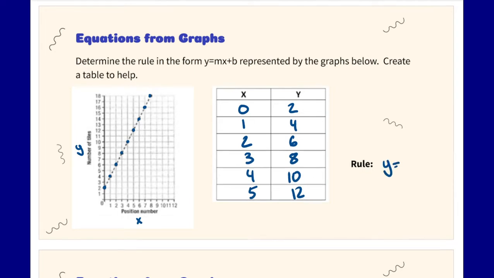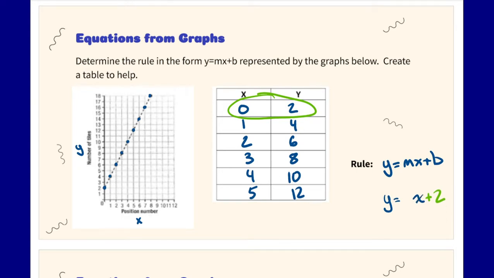Again, for a rule, we want y equals mx plus b. That's the general form. Again, the m is the multiplier, the change in y over change in x. b is the constant, or the starting value, or the initial value, or the y-intercept, or when x equals 0. So right off the bat, I can see my y-intercept: when x equals 0, y is 2. So in my equation, I'm going to have a plus 2. So it would be y equals something x plus 2.